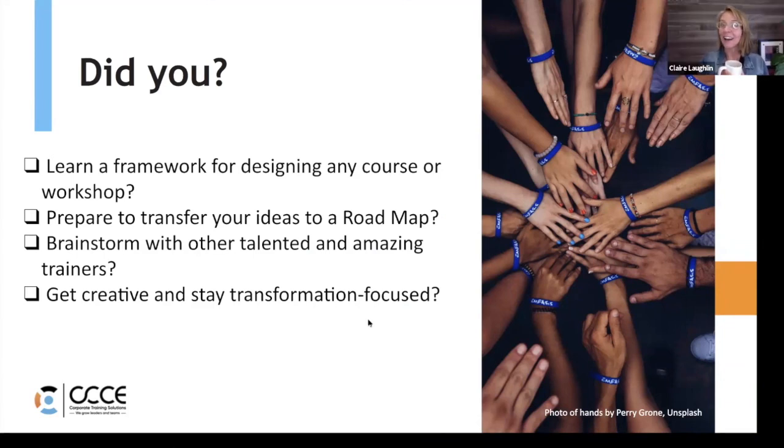Okay, so here's our recap. Did you learn a framework for designing any course or workshop? I hope so, yes. That's what we're here to do. I hope you feel prepared to transfer those ideas to the roadmap. Again, that one pager is important because it keeps you at that level of really getting the big picture. And that's super important for us, not getting too far into the weeds as the instructor with your design. You want to go big picture so that you can convey that. So I hope you feel prepared. There's a roadmap in the end of your workbook.